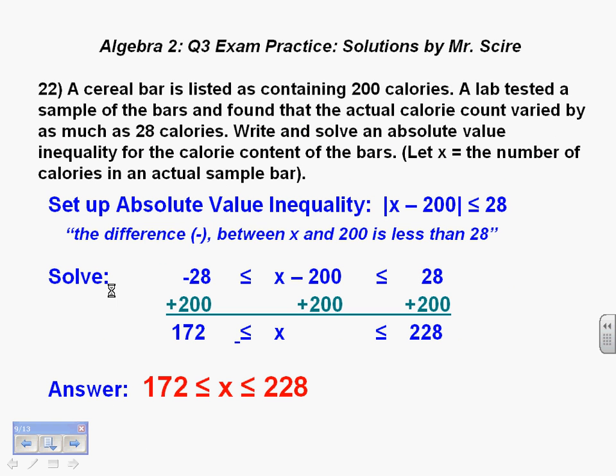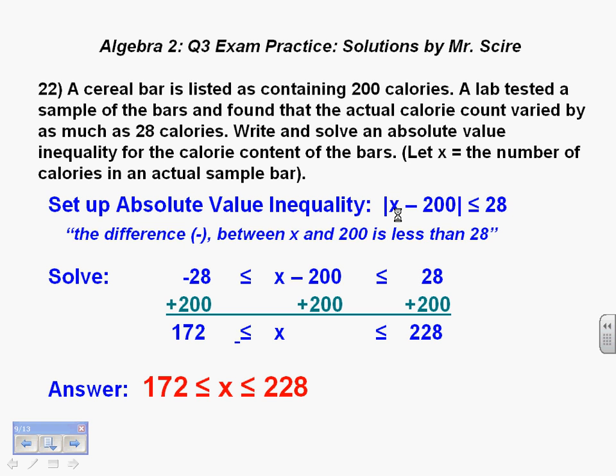Okay, so next problem is another absolute value problem. This time we're really being asked to understand what absolute value means. Here we're told a cereal bar is supposed to have ideally 200 calories. However, when they test the sample, we notice that there's a variation, a change of up to about 28 calories. So we're being asked to write and solve an absolute value inequality. And we're told to let x represent the number of calories in an actual sample.